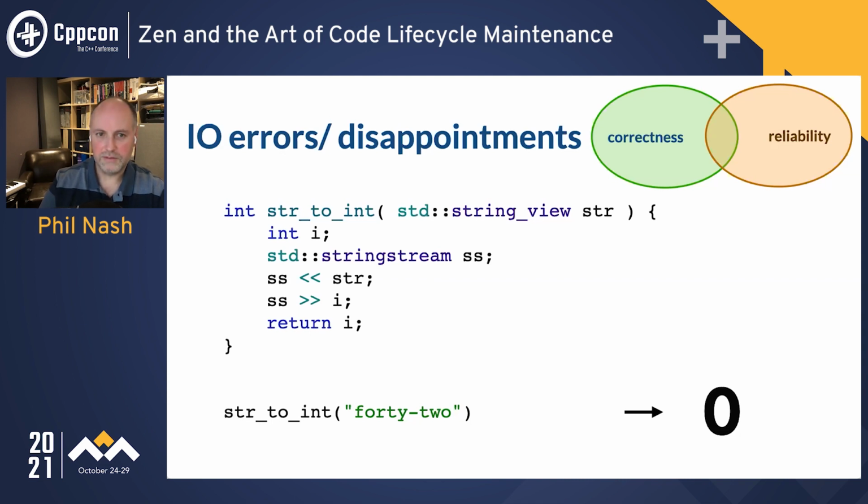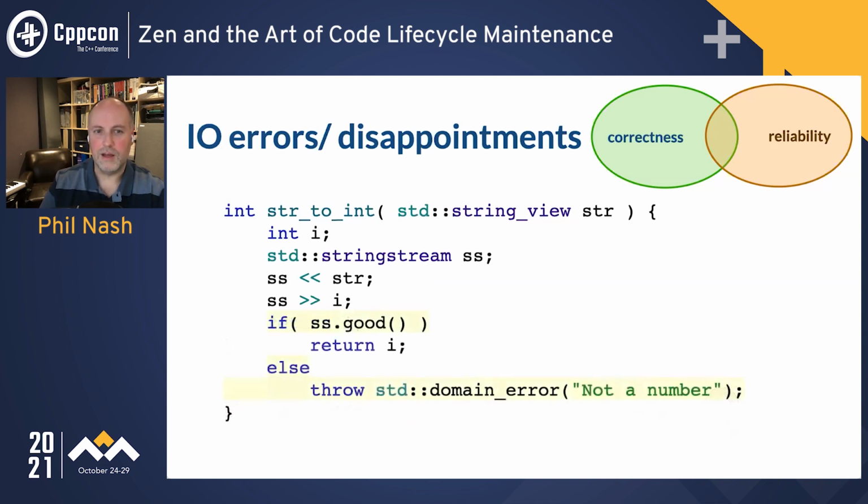What we missed, of course, is handling errors coming from the string stream itself. We can test that with .good or conversely .fail, but that's not all the cases. So I think .good is the best approach. And in the else case, well, we have to do something else. We could throw an exception.